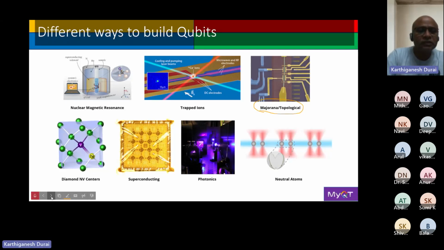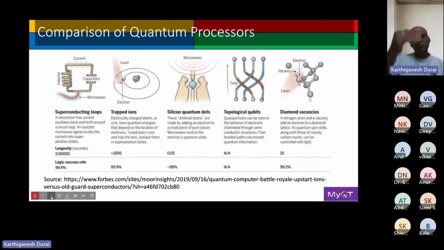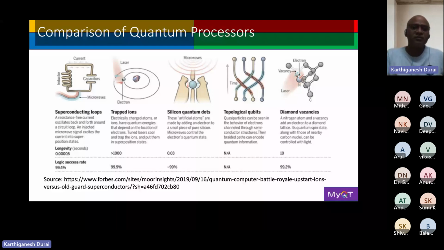Now coming back to our discussion. This comparison will help you see how the industry is deciding which quantum computing technology to use. For example, superconducting loop: a resistance-free current oscillates back and forth around a circuit loop. An injected microwave signal excites the current into superposition states. But the longevity is only 0.0005, so some are 5 or 50 nanoseconds. Success rate is 99. Trapped ion has greater than 1000, meaning milliseconds. We can hold the superposition in milliseconds.